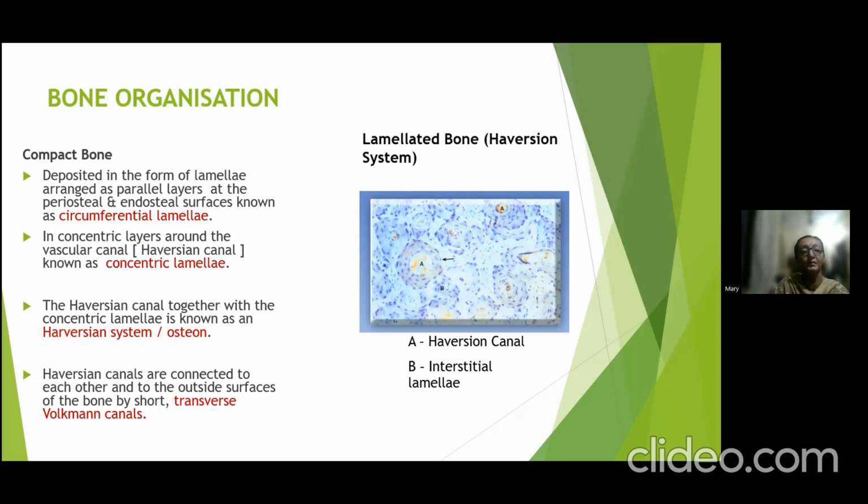Besides this, the Haversian canals are interconnected with each other with the help of transverse Volkmann's canals. In the picture, we can see a Haversian canal in the center marked as A, and we have the interstitial lamella around it.